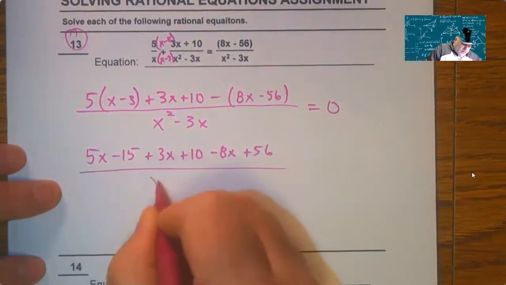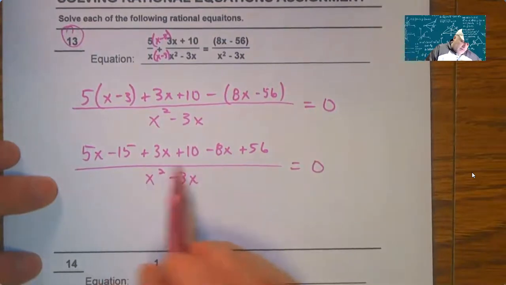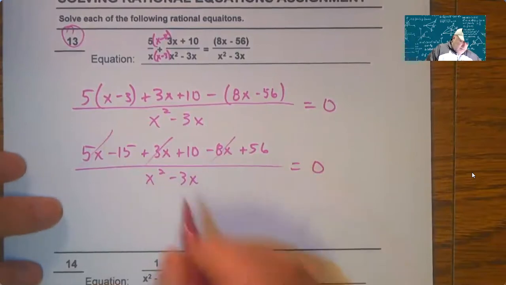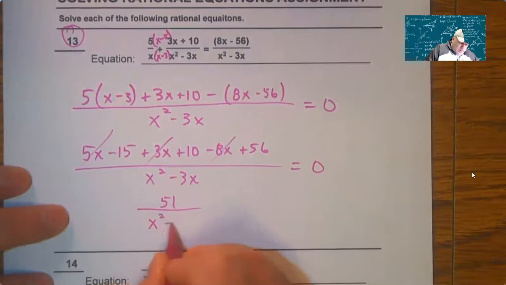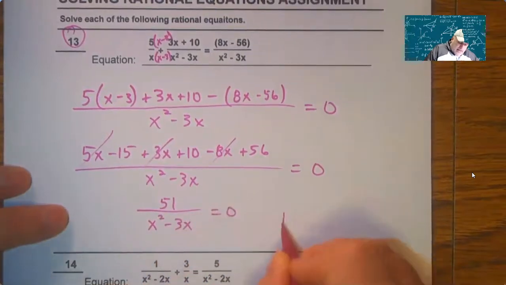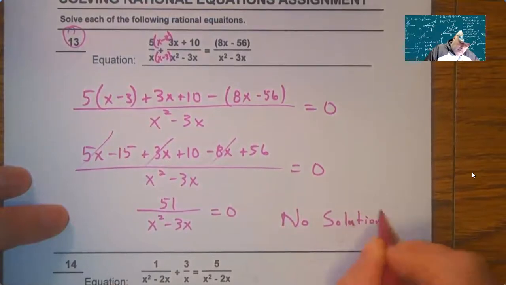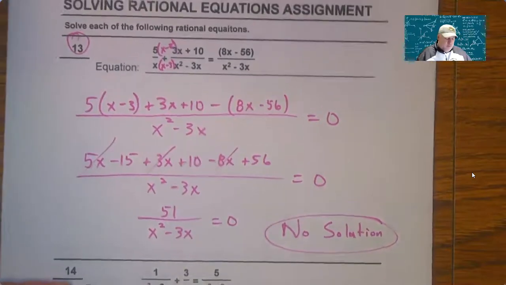If you want to do this step, you can. I usually mentally do it. So 8 minus 8 is 0. All these drop out. Negative 5 plus 50. So it's 51. So anytime you don't have an x in the top, guess what? You have a no solution. And that can happen. Okay, so always be ready for that possibility.